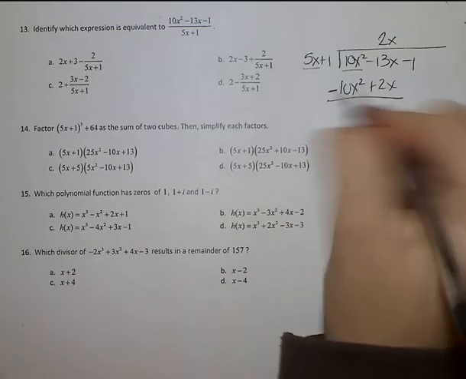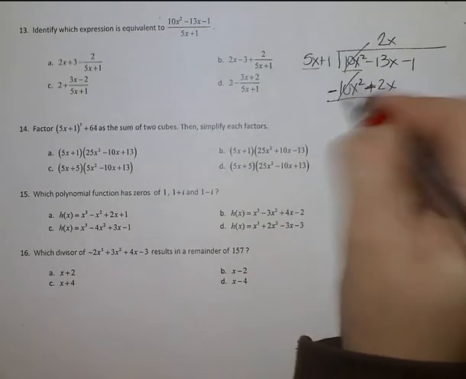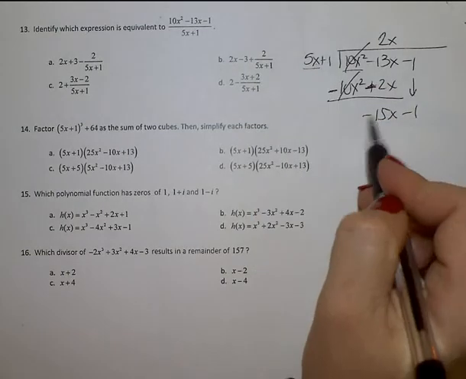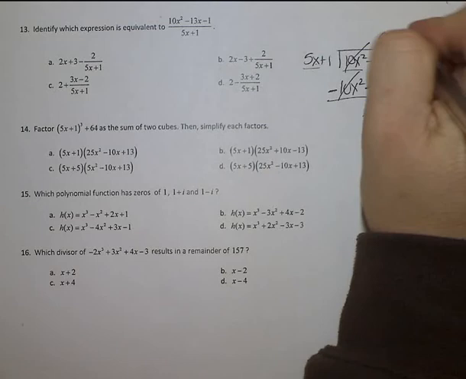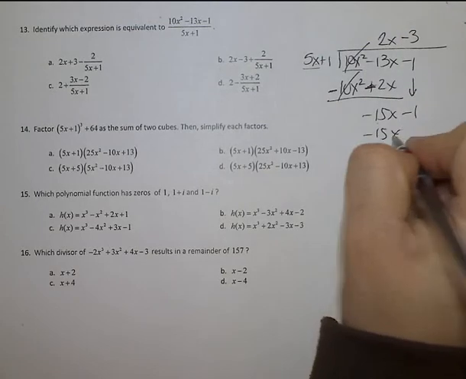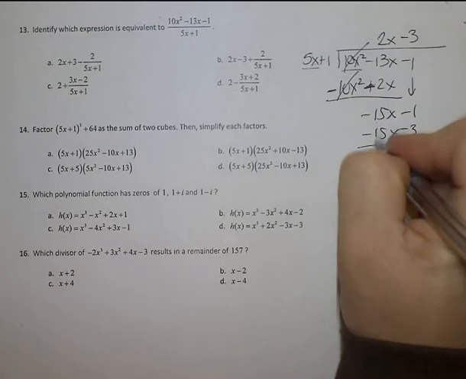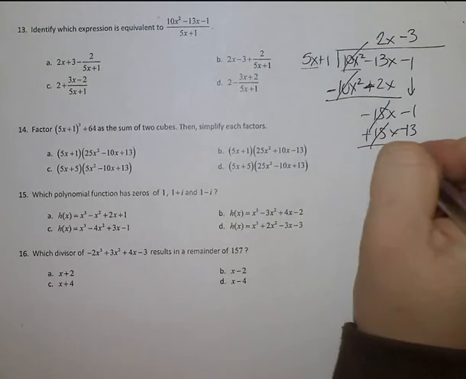Change and change. 5x times what is negative 15x? Negative 3. Multiply and multiply. Change, change. And we're left over with a positive 2.